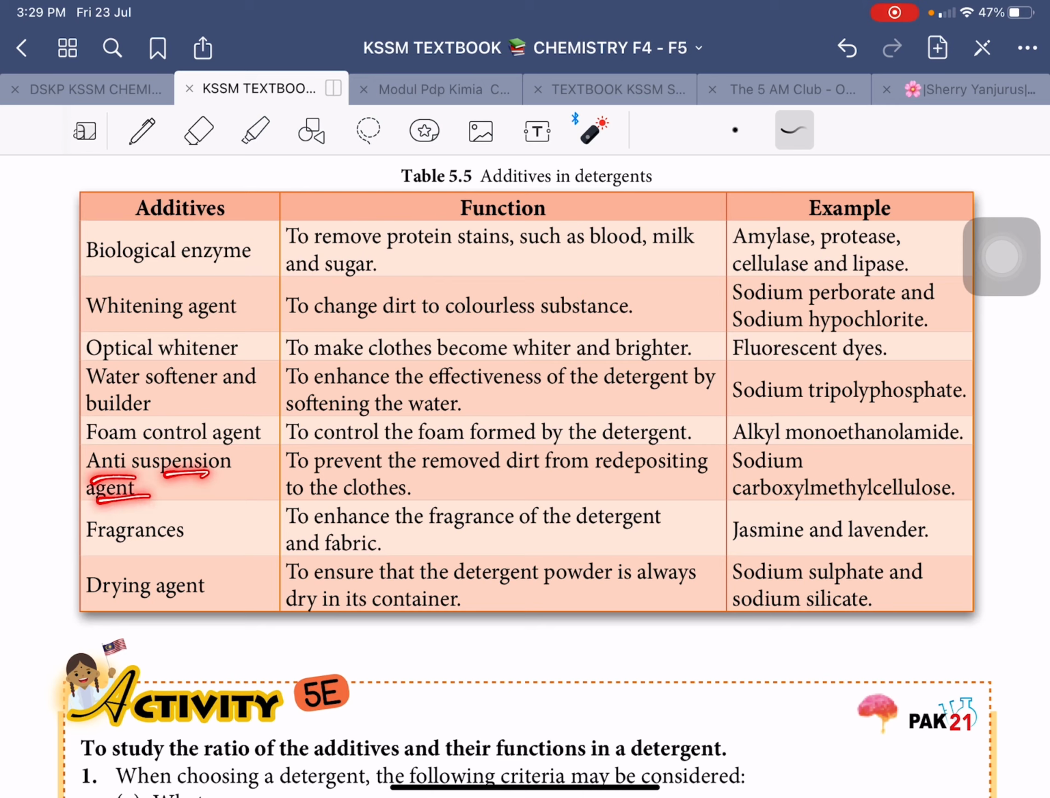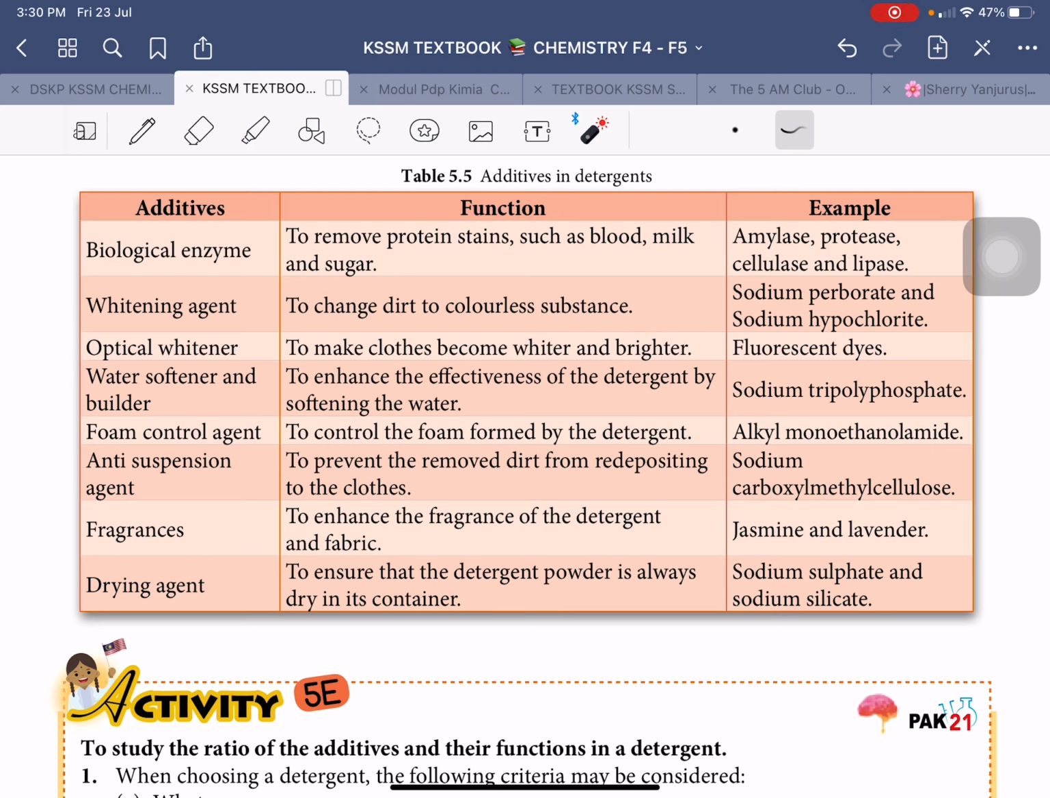Next, anti-suspension agent. Function is to prevent the removed dirt from redepositing to the cloth. Anti-suspension maksudnya dia tidak mau dirt akan remove when you have agitation and also bila kamu bilas tu baju, the dirt remove from the shirt. So we don't want it to redeposit. Tidak mau dia melekat semula pada baju. That's why we add anti-suspension agent. Apa nama dia? This one. Sodium carboxyl methyl cellulose. So that's the anti-suspension agent.